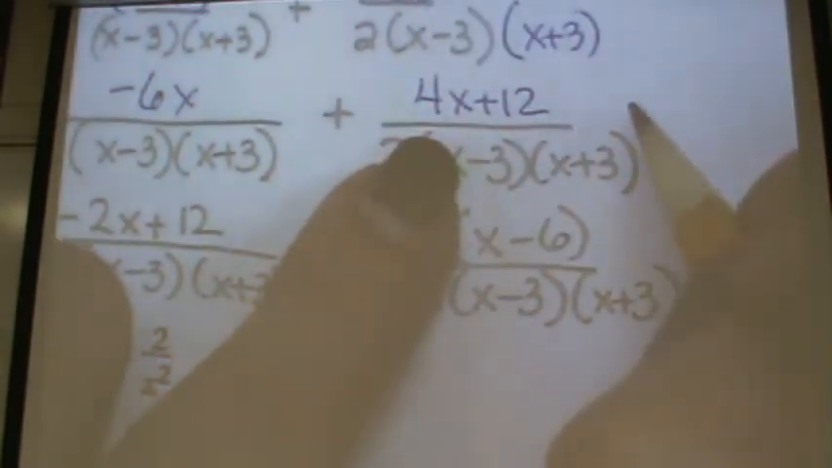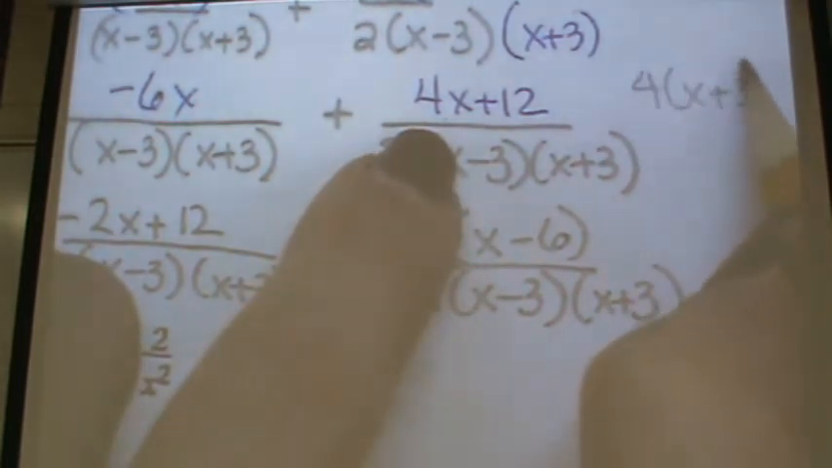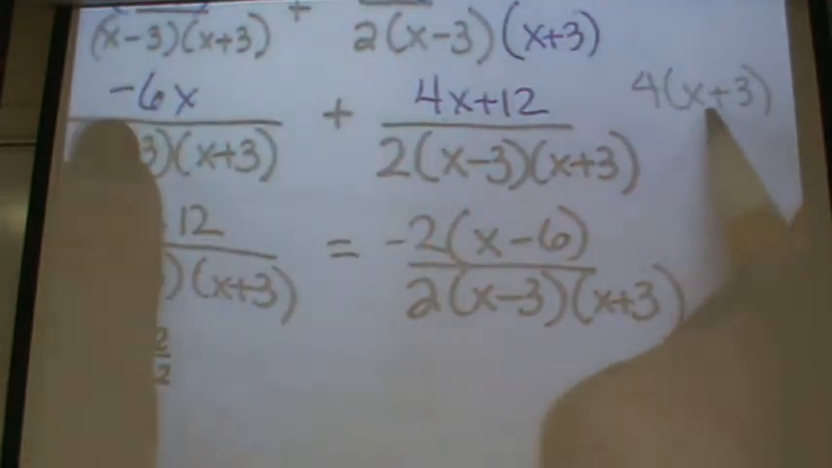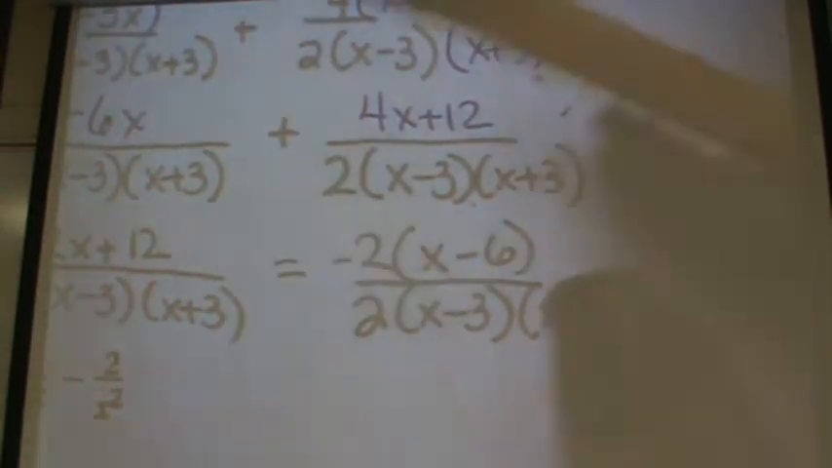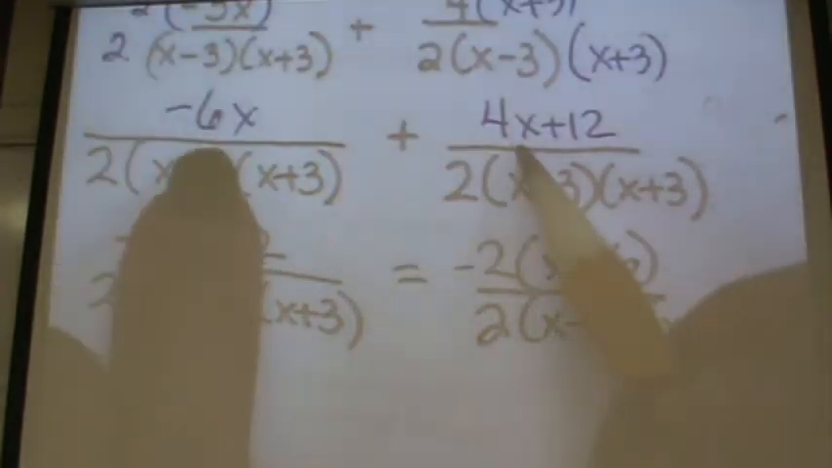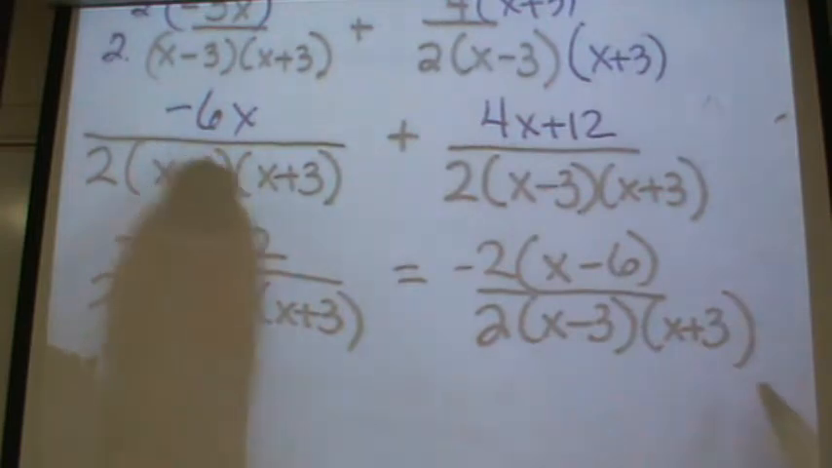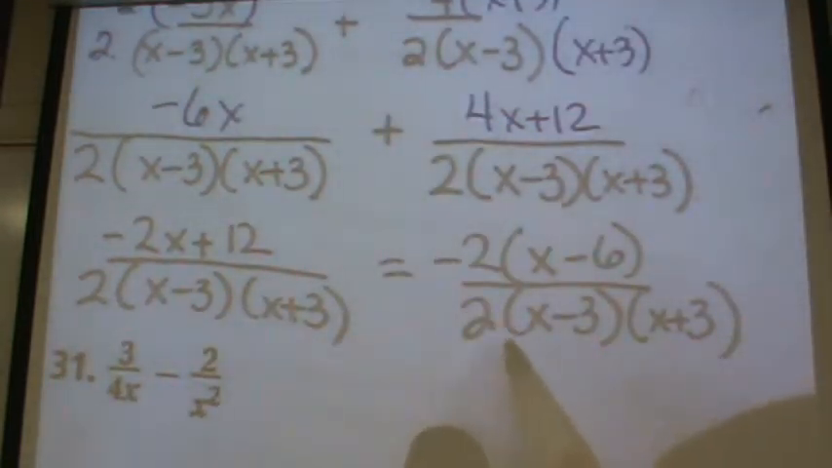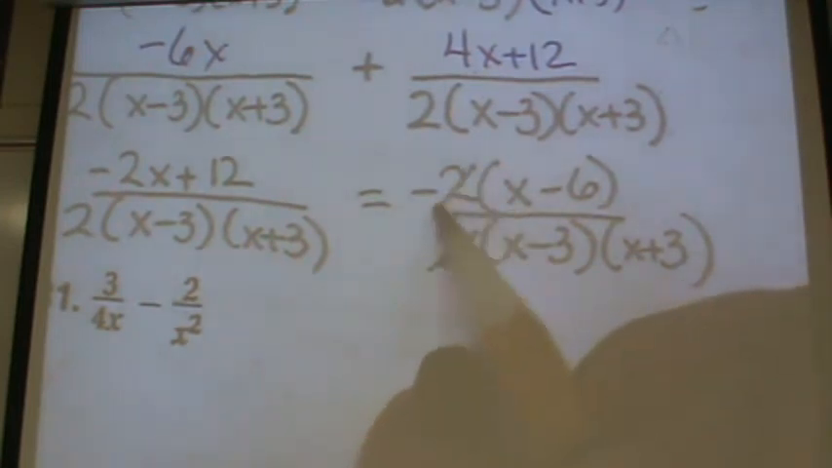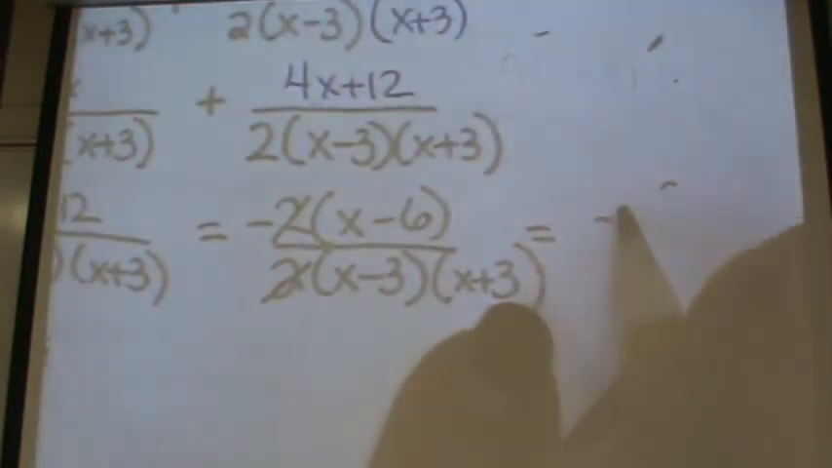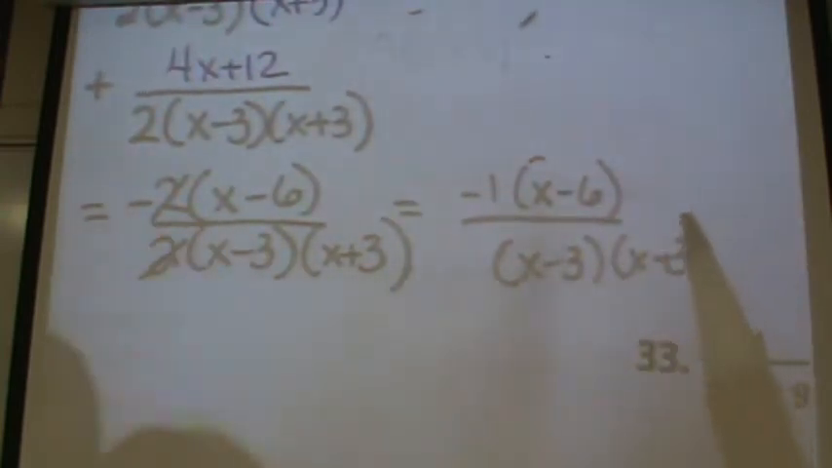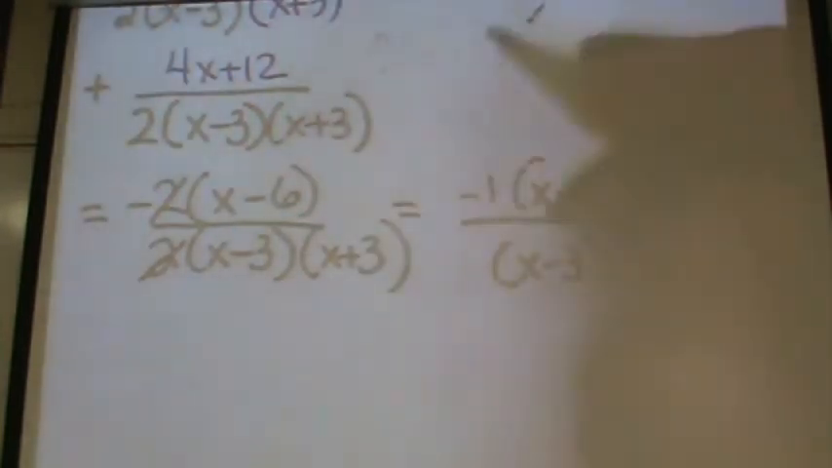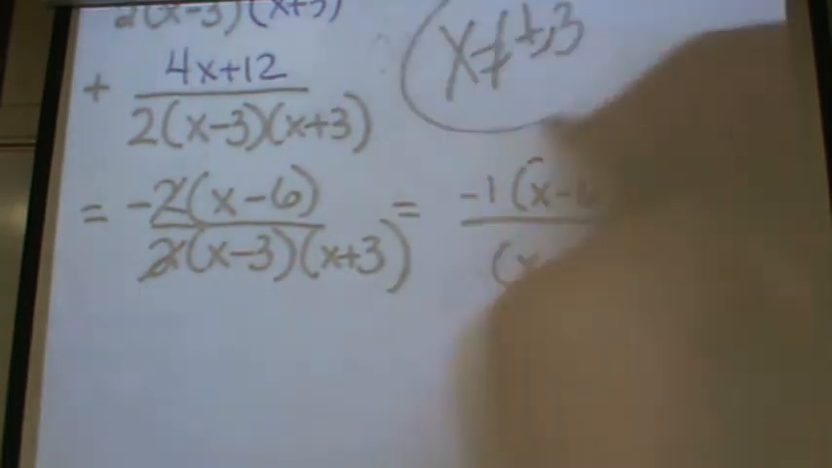How are you gonna add them? If you have 4 times x plus 3, how are you gonna add that with this? No, you wanna keep it as 4x, so you can combine the two. I see what you're thinking, but you wanna leave them separate, so you can add them up. You wanna add like terms. But do you see something that can cancel here? A 2. So your final answer is negative 1, x minus 6, over x minus 3, x plus 3. And what's your restrictions? X cannot be plus or minus 3.